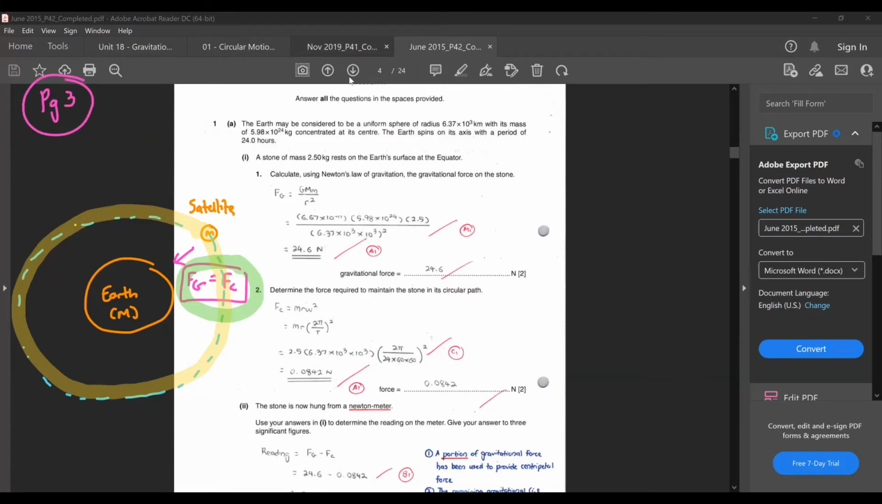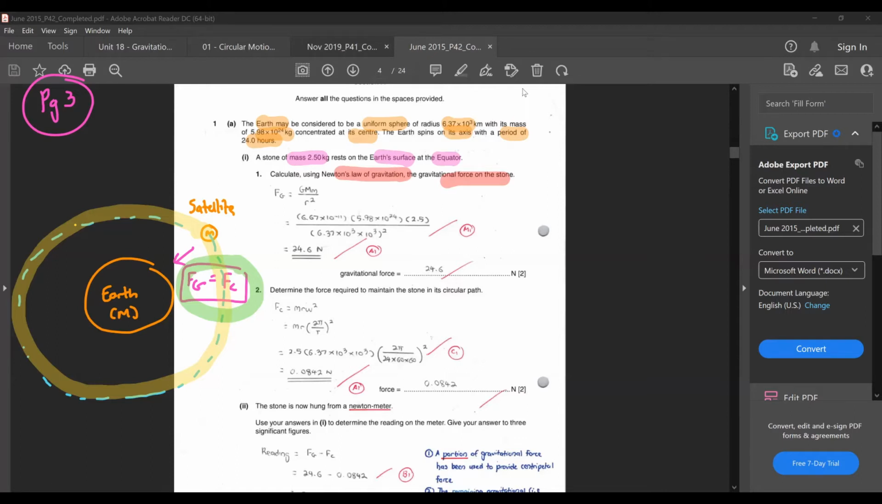Okay. Now over here we say that the Earth may be considered to be a uniform sphere of radius 6.37 times 10 power 3 kilometer with its mass of 5.9 times 10 power 24 kg, concentrated at its center. The Earth spins on its axis with a period of 24 hours. You now have a stone of mass 2.5 kg that rests on the Earth's surface at the equator. Now here, they're asking you to calculate, using Newton's law of gravitation, the gravitational force on the stone itself.